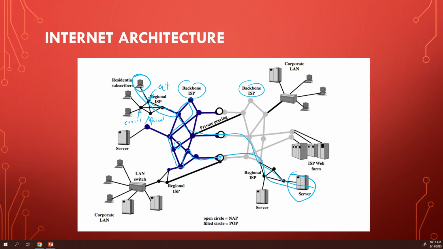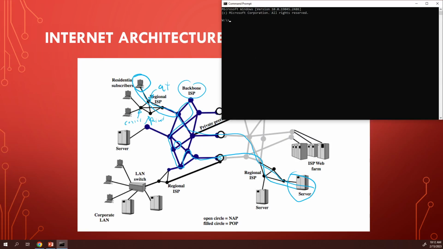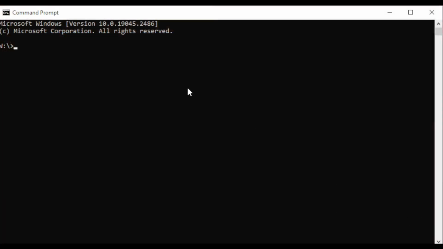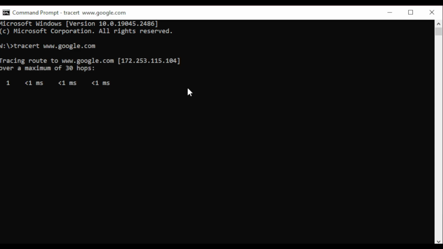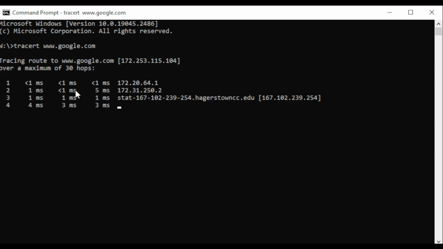All right. So there is a lovely tool called Traceroute. And I'm going to go to Google. Boom. All right, this is showing us all of the different hops it takes to go from point A to point B. The first hop is to 172.20.64. Then it goes to 172.31.252. And then it goes to our external IP address. And then it goes here. It's just going to keep hopping until it gets to google.com.